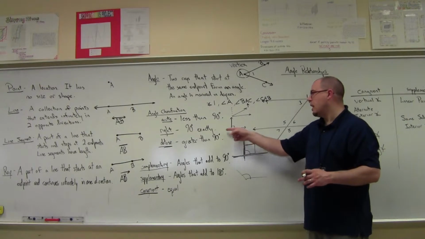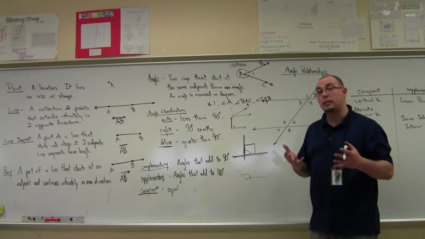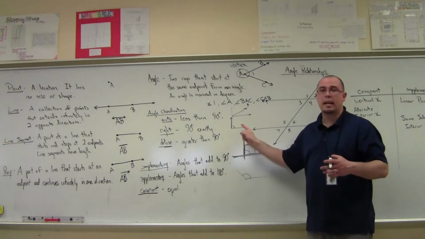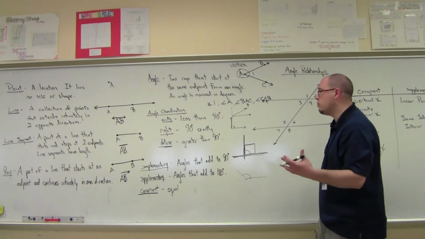We would refer to the lines that form a 90-degree angle as being perpendicular. It means it's forming a right angle. So if you ever hear that term, that's what we're referring to.